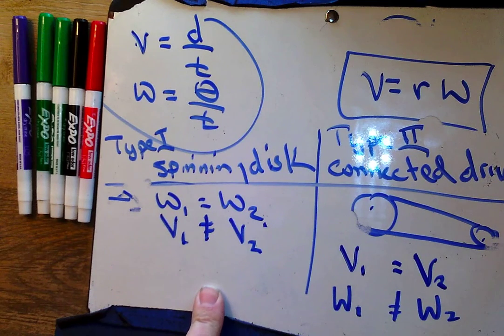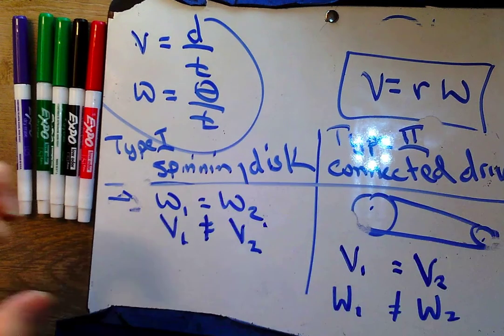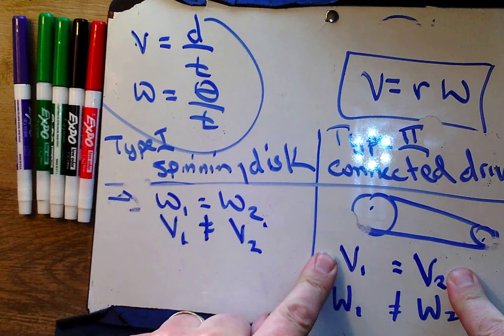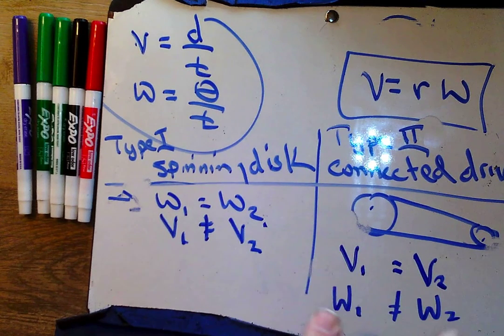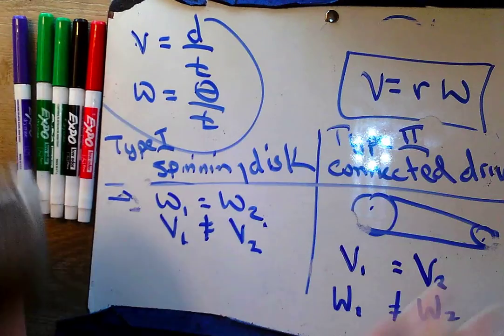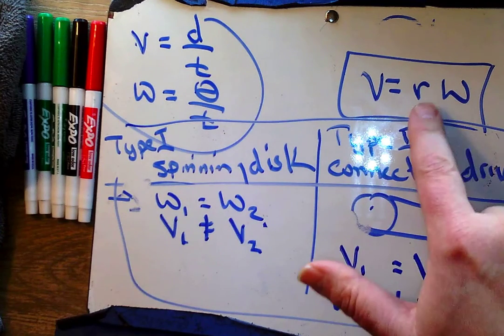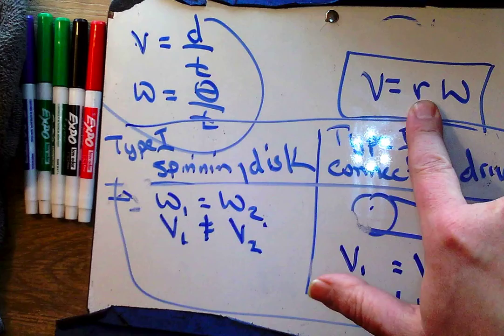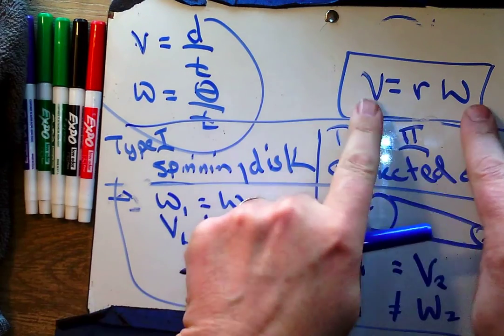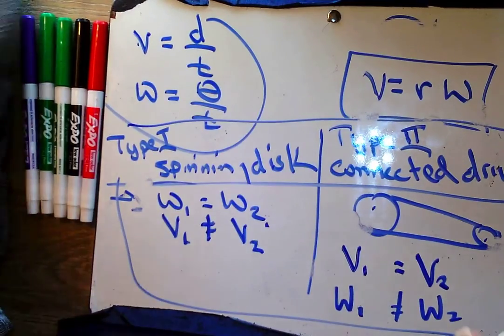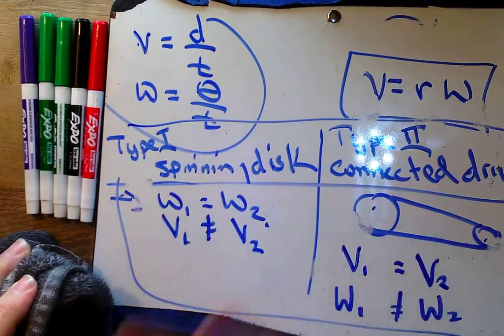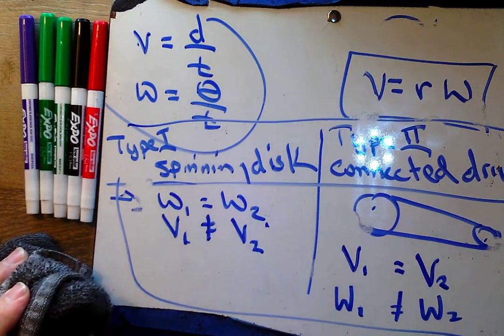In a connected drive system, my bike wheels don't get further apart, so I expect the linear velocities to be the same. But I don't expect the angular velocities to be the same. All right? You need this. This is hugely important, and it's hugely important tied to this, because we have a bridge between the two. Great. Okay, you got that? You're going to need that. So, one last thing.